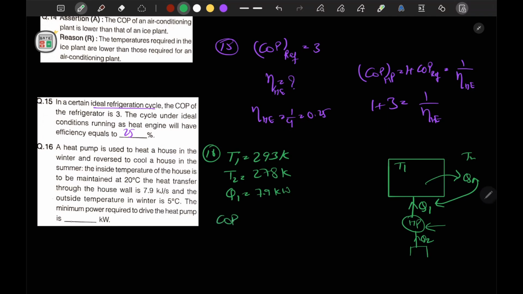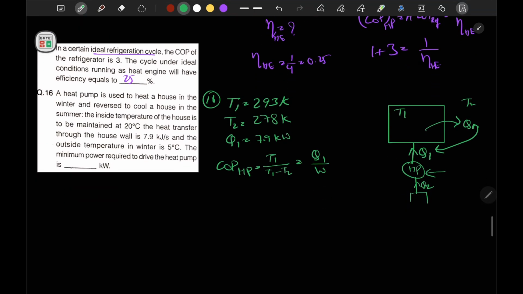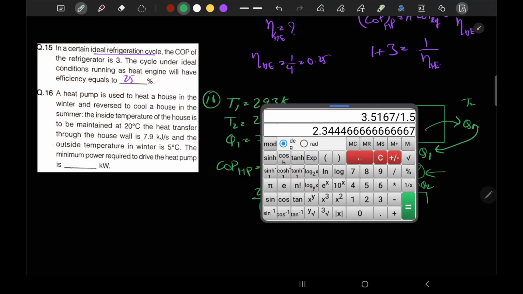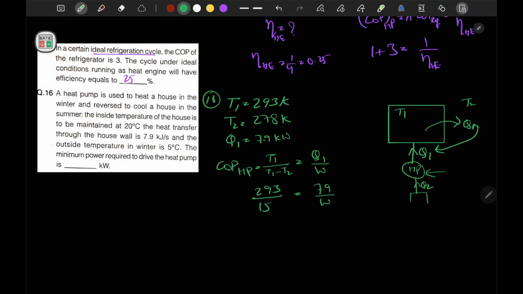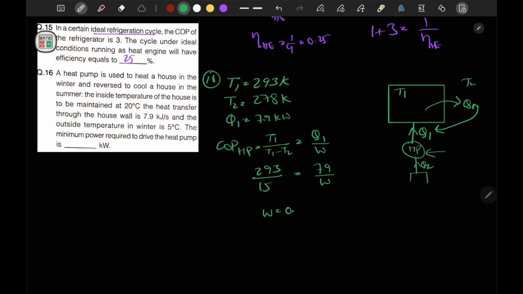So we can write COP of heat pump is equal to TH, that is T1, upon T1 minus T2, is equal to our desired factor, Q1 by W. So T1 is given as 293, divided by T1 minus T2, which can be written as 15, is equal to Q1, given as 7.9, divided by W. If we solve this, we get 293 divided by 15, and this term divided by 7.9 is our 1 by W. So W is 0.4 kilowatt. This is our answer.